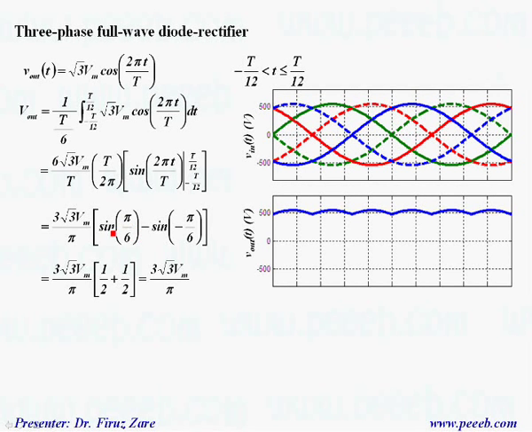Sine pi over 6 is 1 over 2, and sine minus pi over 6 is minus 1 over 2, and this minus becomes plus. So this is 1. So finally the output voltage is 3 root of 3 Vm over pi.